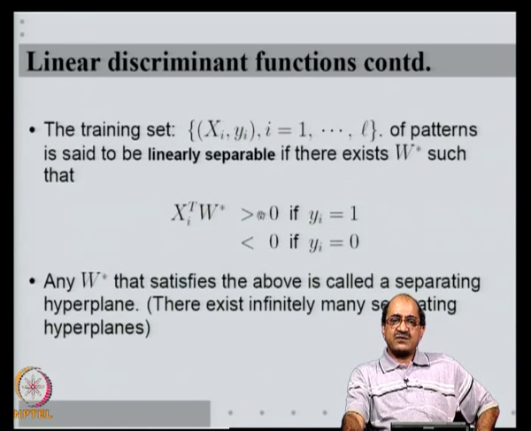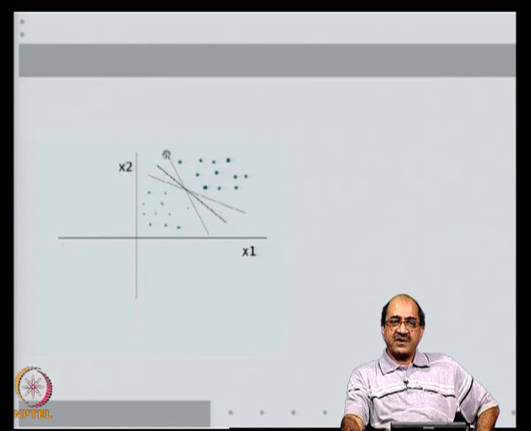Any w star that satisfies this is called a separating hyperplane, and it is easy to see that if there exists one separating hyperplane, there exist infinitely many. What does this mean? Geometrically, let us look at a figure.